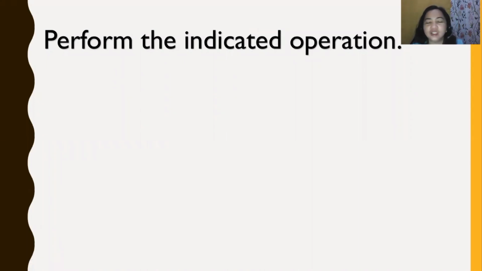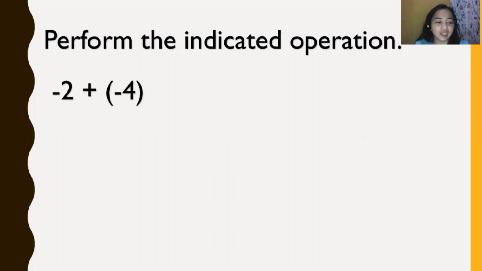Okay, let's have some exercises on addition and subtraction of integers. Let's perform the indicated operation in the given. Now, we have negative 2 plus negative 4. So we have to add like sign. In adding like sign, we need to add the numbers, then keep their common sign. 4 plus 2 is 6, and they are both negative numbers, so we just copy the negative sign. Therefore, the answer is negative 6.